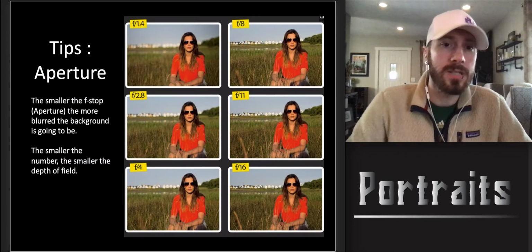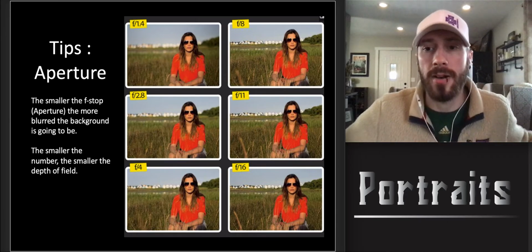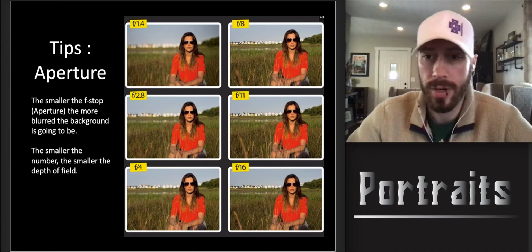So some little tips. Aperture. Aperture is like your eye, so it gets wider or smaller, like your pupil. And this is what is going to change the depth of field, whether you want the background to be a little bit blurry or not.